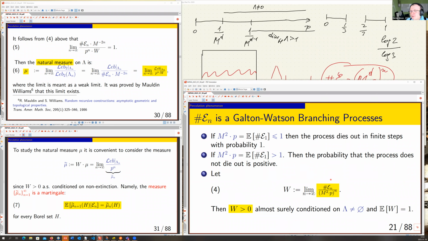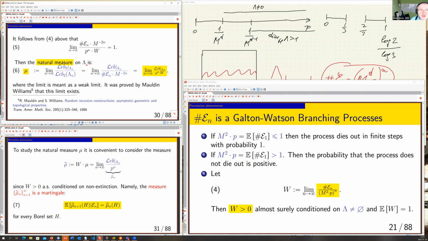You obtain W by taking a big N and considering the number of retained squares of level N, and you divide it by the expectation of the same. So the expectation of the numerator appears in the denominator. This is W, and we know that it's positive. So this is just recalled over here.